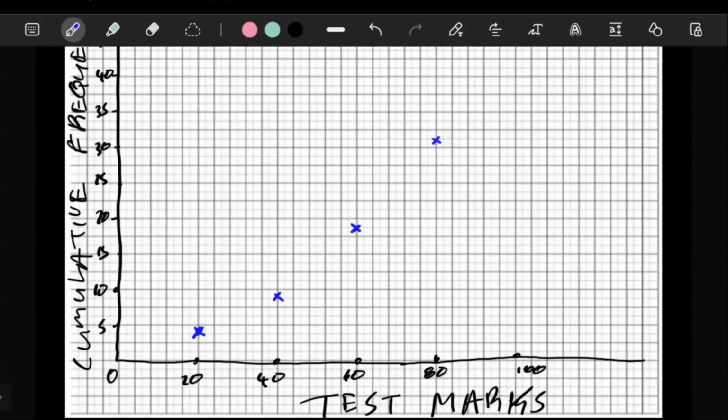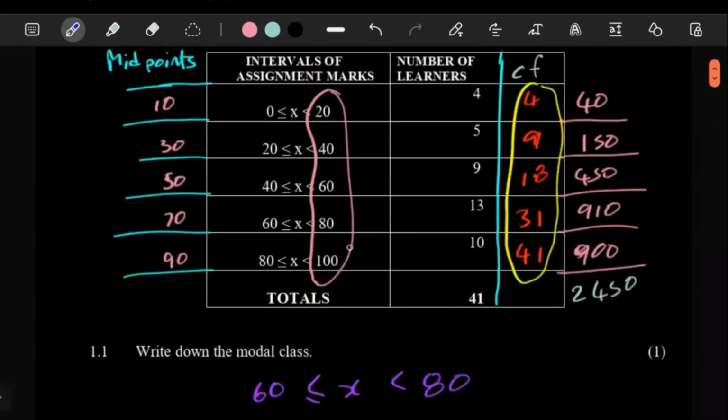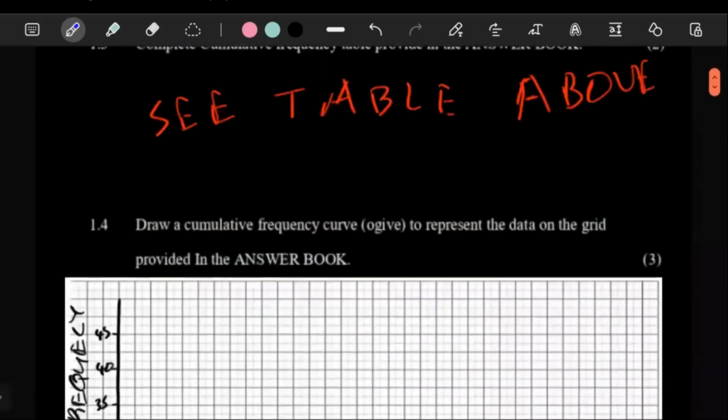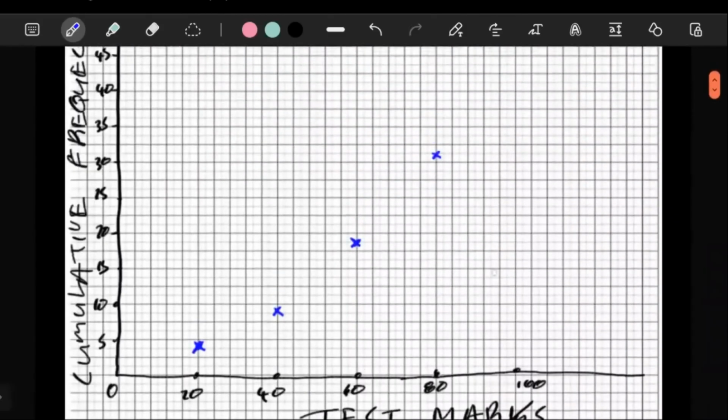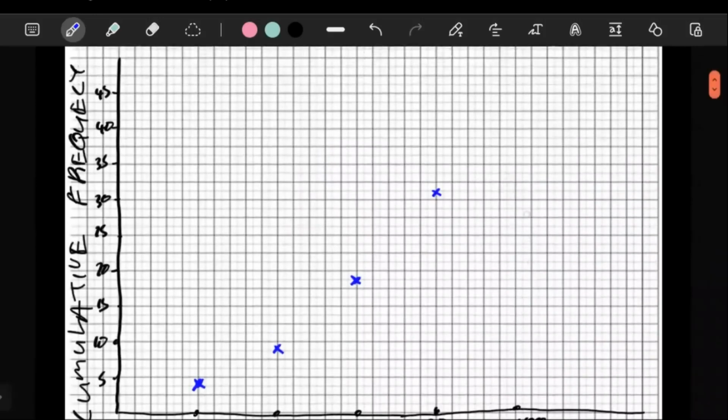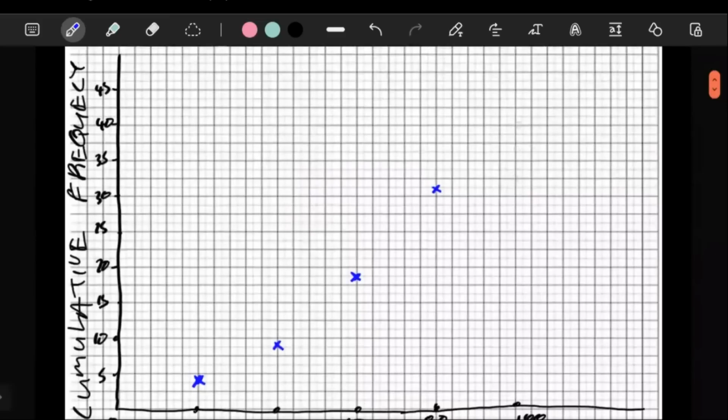And then last but not least, you have 100 and 41. So you have 100 here, and then 41 is what? 41 is like somewhere up here, just here.